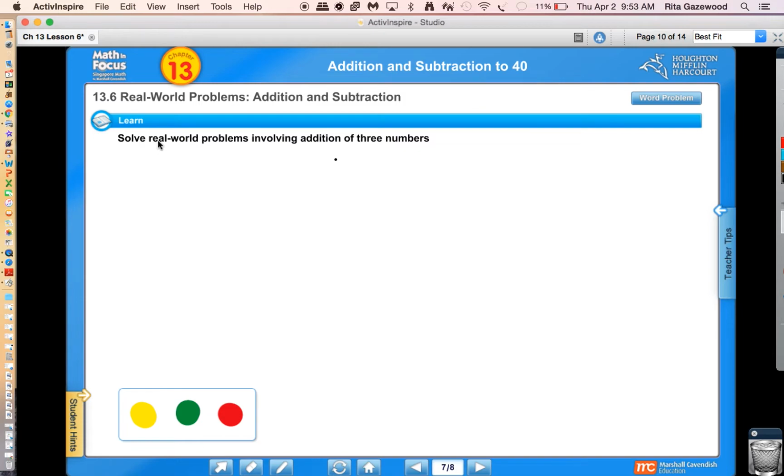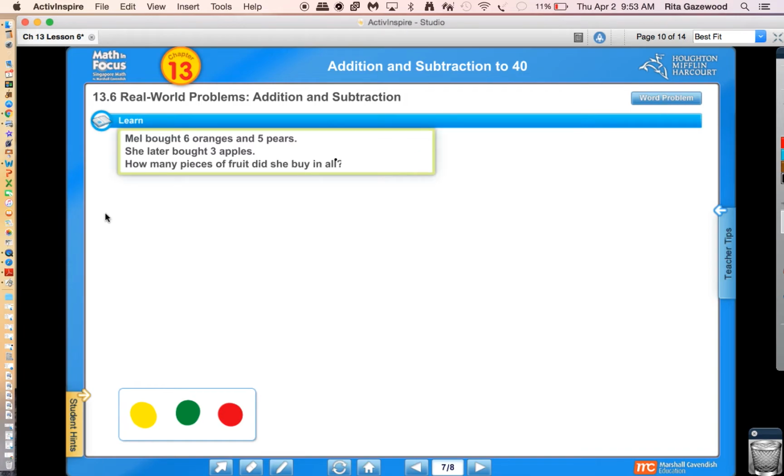Now we're going to solve a real-world problem involving addition of 3 numbers. So let's find out what the problem is. Mel bought 6 oranges and 5 pears. She later bought 3 apples. So let's begin with the 6 oranges.